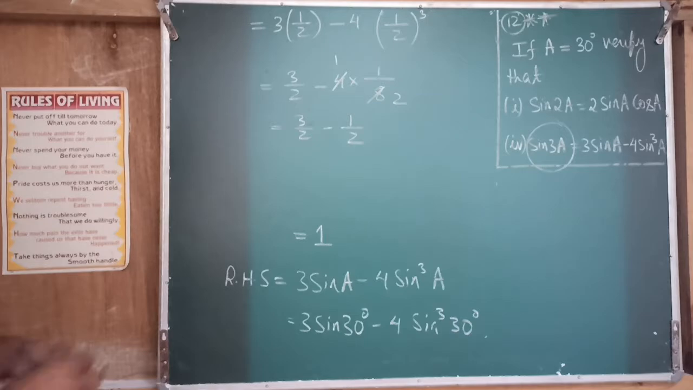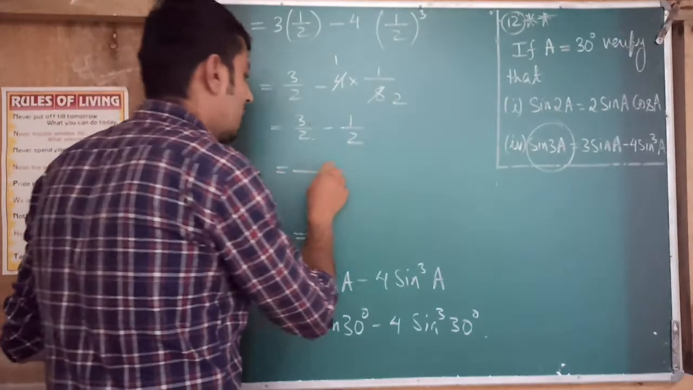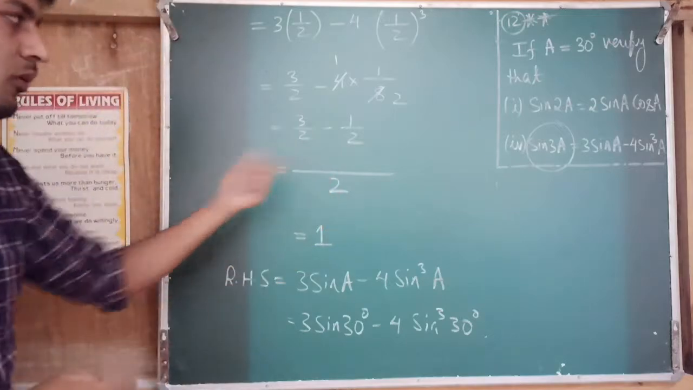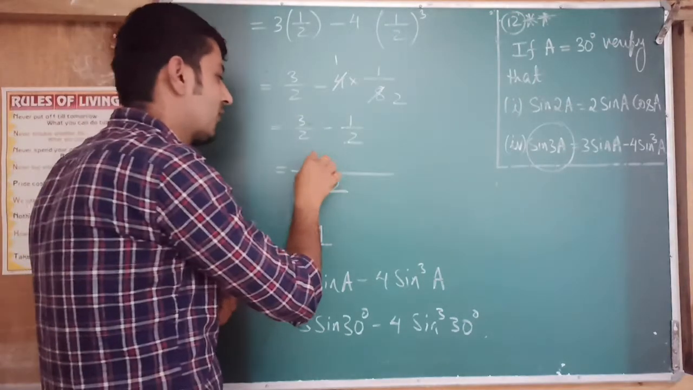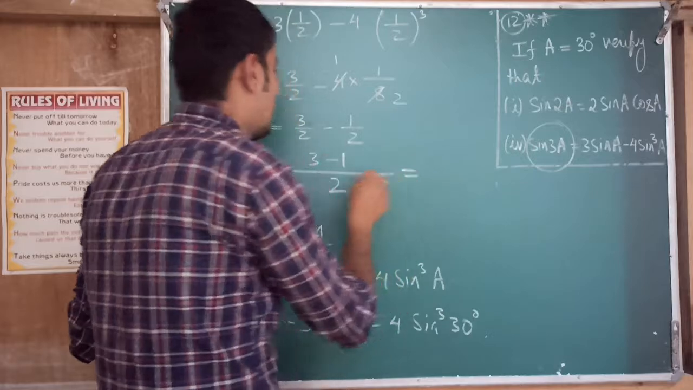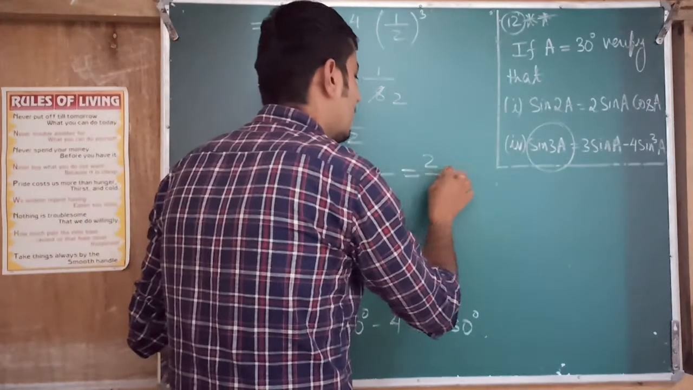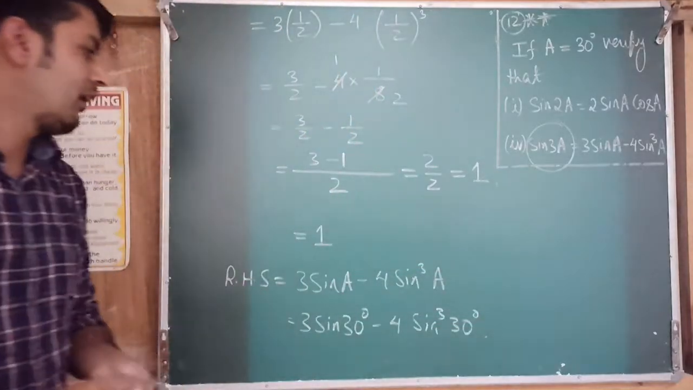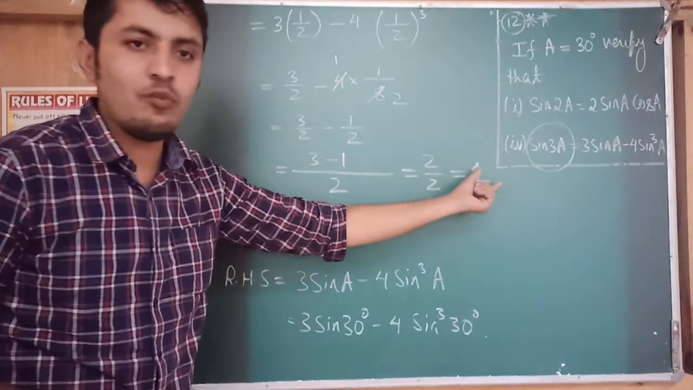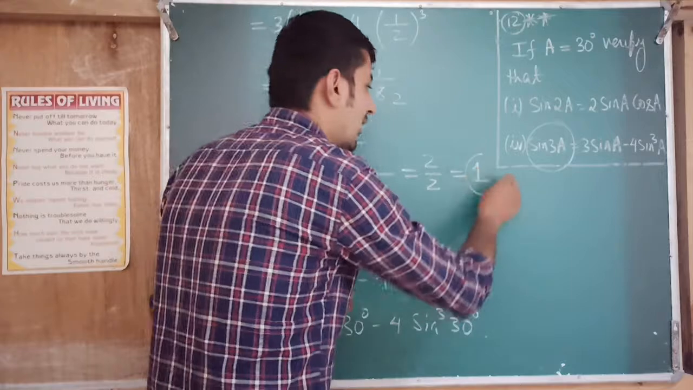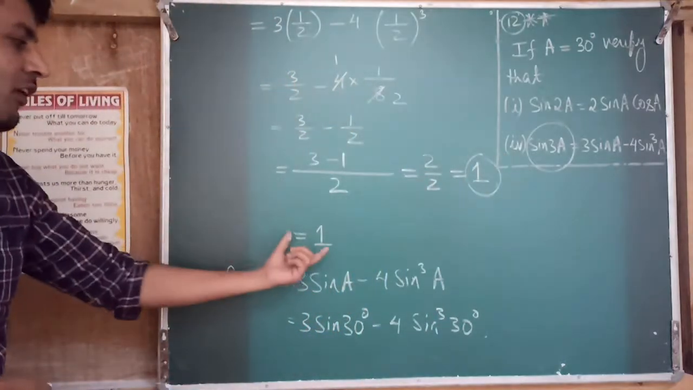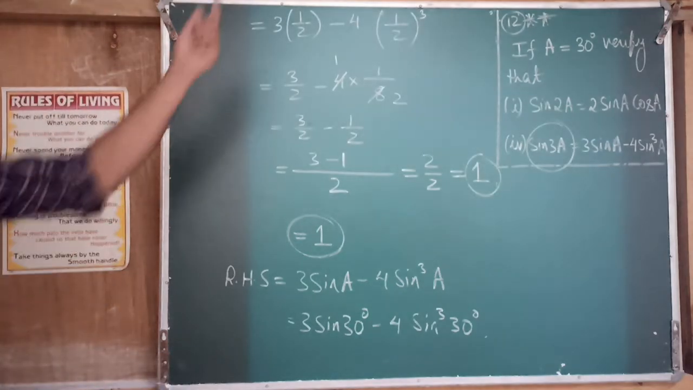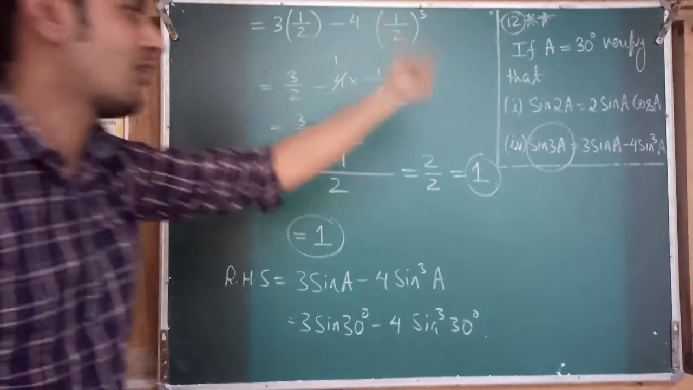Now you try to simplify it. When you simplify it, how much did you get? LCM of 2 and 2 will become 2, and in the numerator it will become 3 minus 1. How much is that? 3 minus 1 is 2. 2 by 2 is equal to 1. If you look here, right hand side you got it as 1. And what was your left hand side? Left hand side also you got it as 1. So you got left hand side equal to 1, right hand side equal to 1.